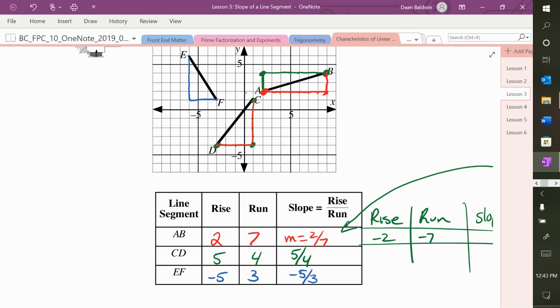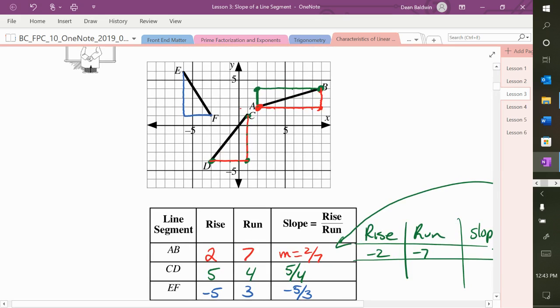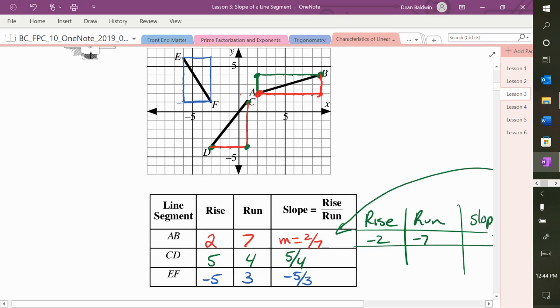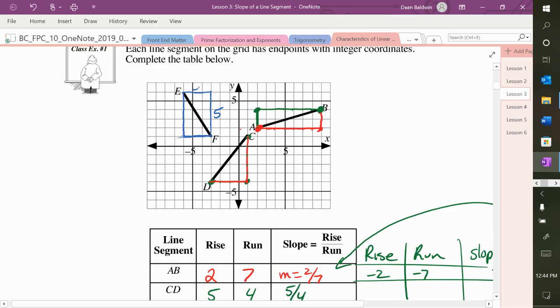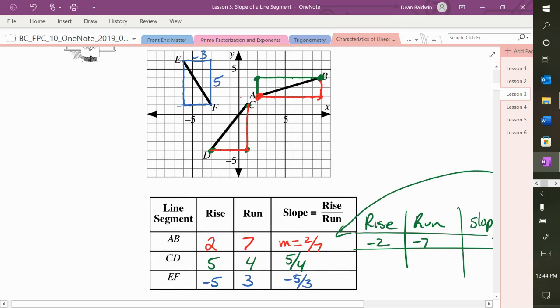You had -3 on top? Yeah, because I would go left. Going this way, if I go up, doesn't it go up and then to the left? And then it goes down. It's always rise over run. What's your rise? 5. And your run is -3. It doesn't matter where the negative is. Oh, okay. As long as the 5's on top and the 3's on the bottom.